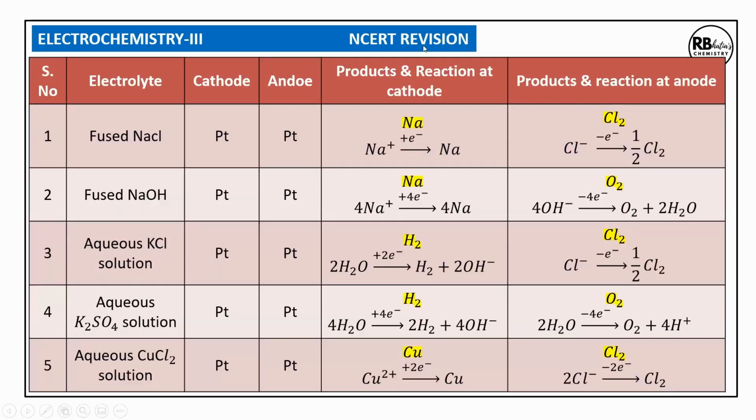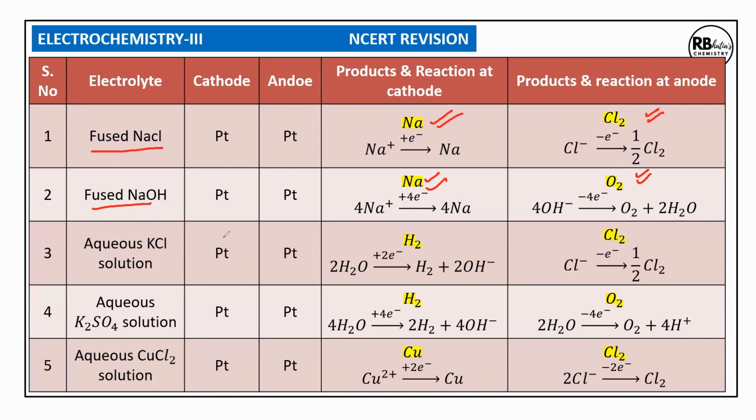Now, this is just a revision. Very quickly looking at the points we have discussed. Fused NaCl means molten NaCl. We have sodium at cathode and chlorine at anode. Fused NaOH, sodium at cathode, oxygen at anode.